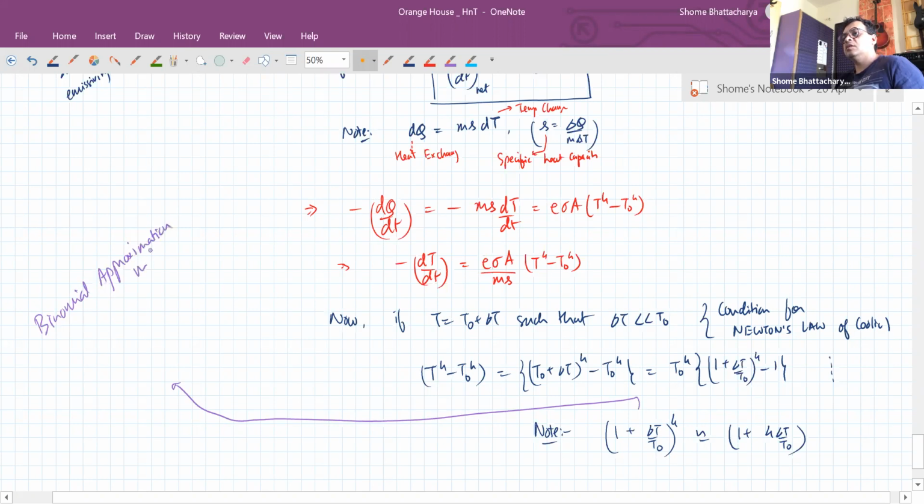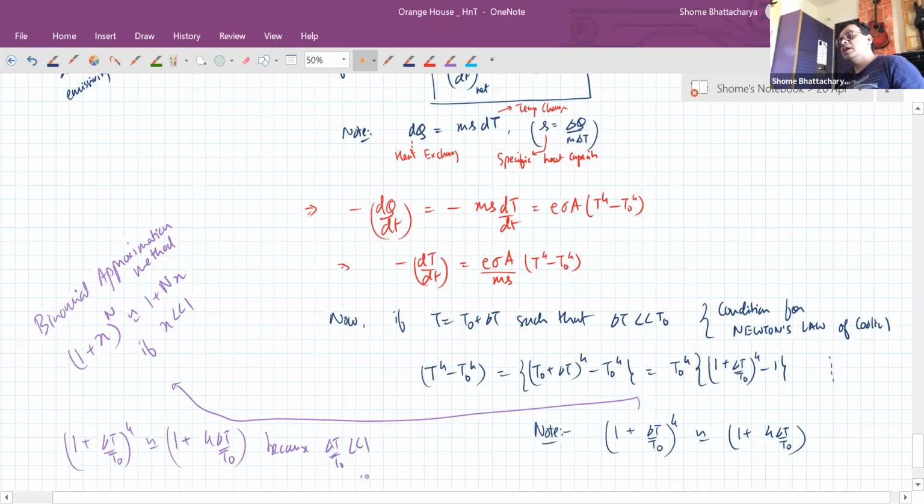So this is the binomial approximation method in which (1 plus x) to the power n can be approximated as 1 plus n into x if x is very small compared to 1. So (1 plus delta t by t naught) to the power 4 is approximated as 1 plus 4 times delta t by t naught, because delta t by t naught is very small compared to 1, because delta t was very small compared to t naught. Okay. So that's the next step.